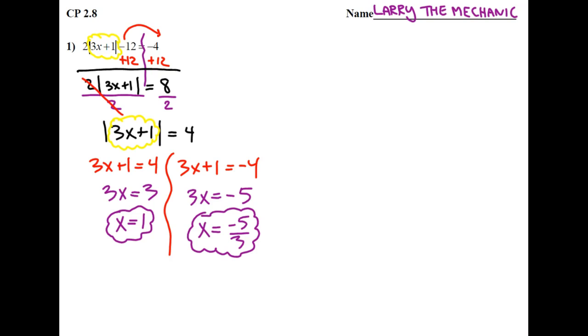Don't get them upside down, and pay attention to what you're doing. Sometimes if you make mistakes a lot, just divide both sides by 3 like that, then you can get it right. Negative 5/3. Two values that, when you plug them in for x, make that equation true.